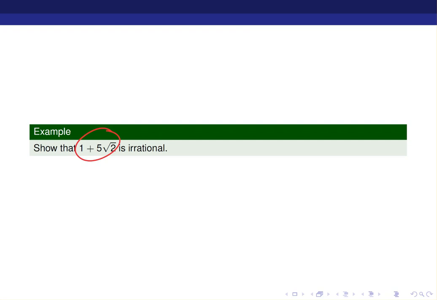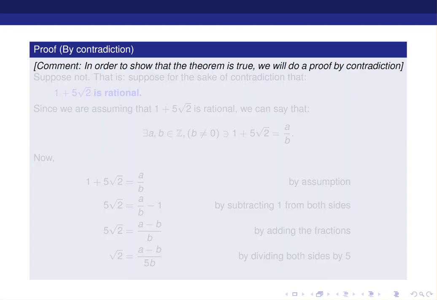This is a good strategy and it's a good tip to know, and let me demonstrate what I mean by that. So in this case, we're going to do a proof by contradiction. Again, since this is not an if-then statement, it is not a conditional. So in order to do a proof by contradiction here, I'm going to start by supposing not.